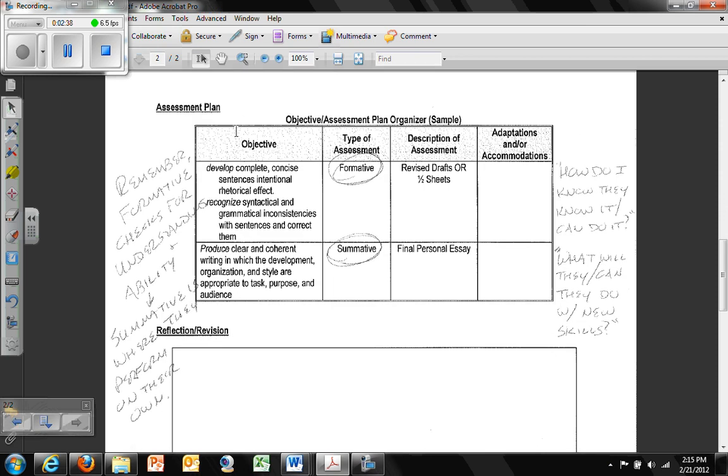And here we have the assessment plan. The formative, this is the objective from up top on the lesson plan, that it's formative and how I will see it, and then the summative, in the end, what students are going to be able to do and how this particular skill that you're assessing formatively will apply in the summative assessment itself. Here we see that's going to be a final personal essay. These are some good essential questions to help with this. How do I know that they know it or can do it? And then here, what will they or can they do with the new skills in the summative?